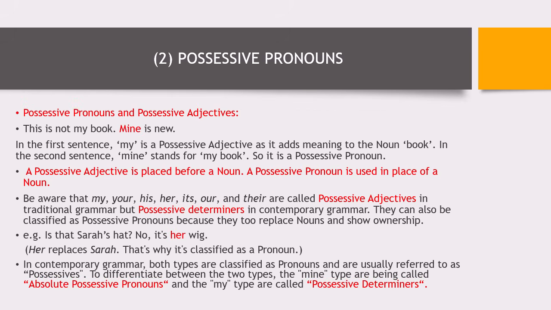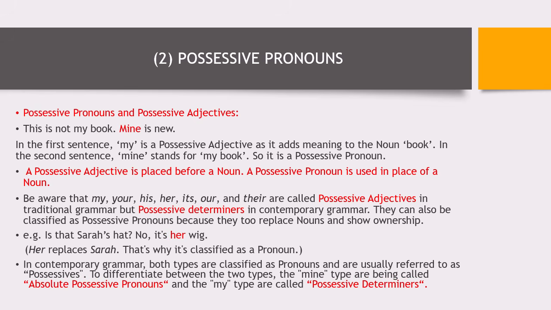Possessive pronouns and possessive adjectives. This is not my book. Mine is new. In the first sentence, my is a possessive adjective, as it adds meaning to the noun book. In the second sentence, mine stands for my book. So it is a possessive pronoun. A possessive adjective is placed before a noun. A possessive pronoun is used in place of a noun.